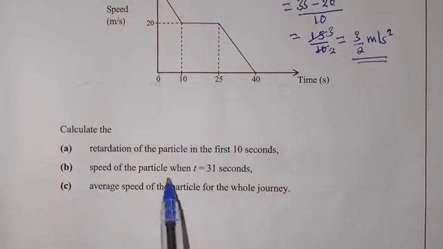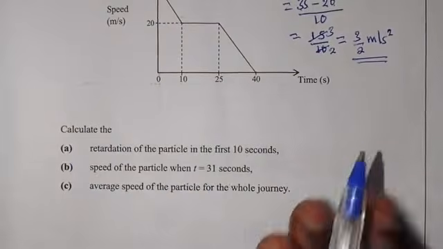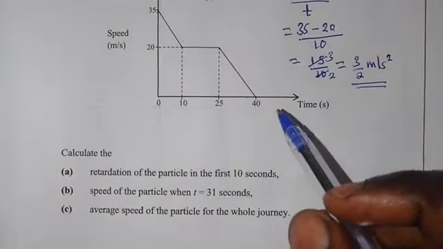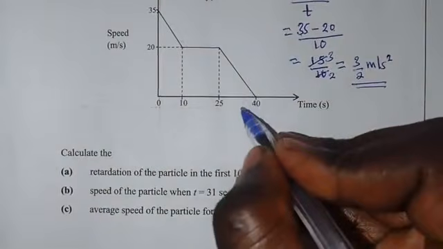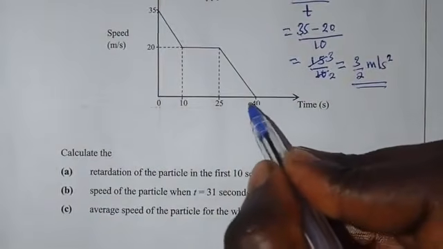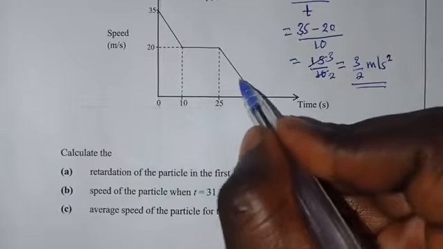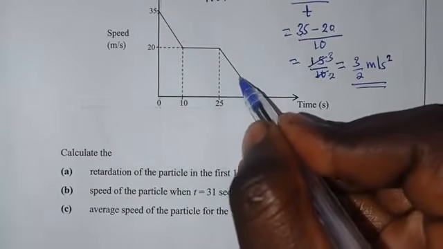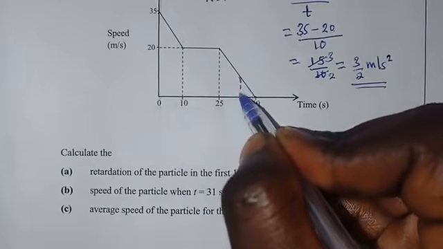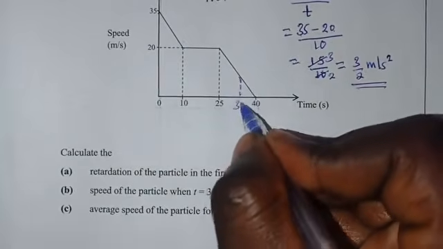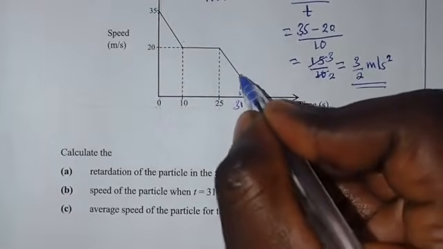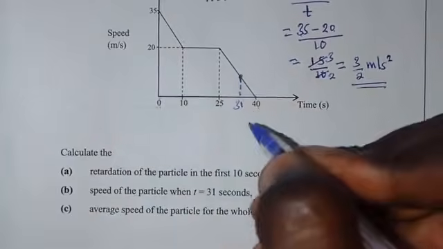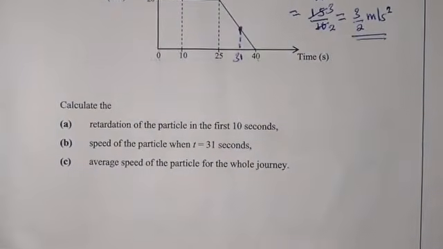Calculate the speed of the particle when t is equal to 31 seconds. So we need to find the speed of the particle when t is equal to 31 seconds. Since here we only have 40 seconds, we can assume that 31 seconds is right here. This is where we have 31. So we need to find the speed at this point. So how do we find the speed at that point?